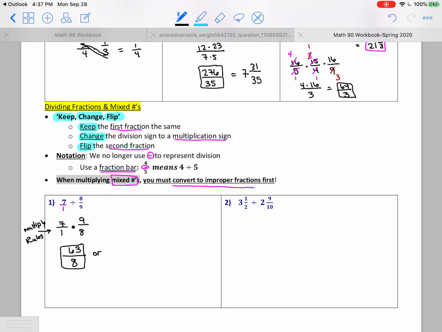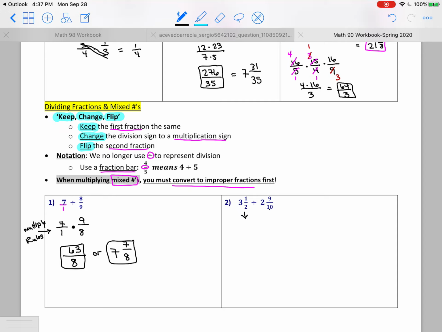If we chose to, or if the directions asked us to write this as a mixed number, we would just ask ourselves, how many times does 8 go into 63? That gives us 7, which is 56. And then we would have 7 left over to get from 56 all the way to 63. And then we would put that 7 over the original denominator. So either one of these answers is correct for the simplified form.